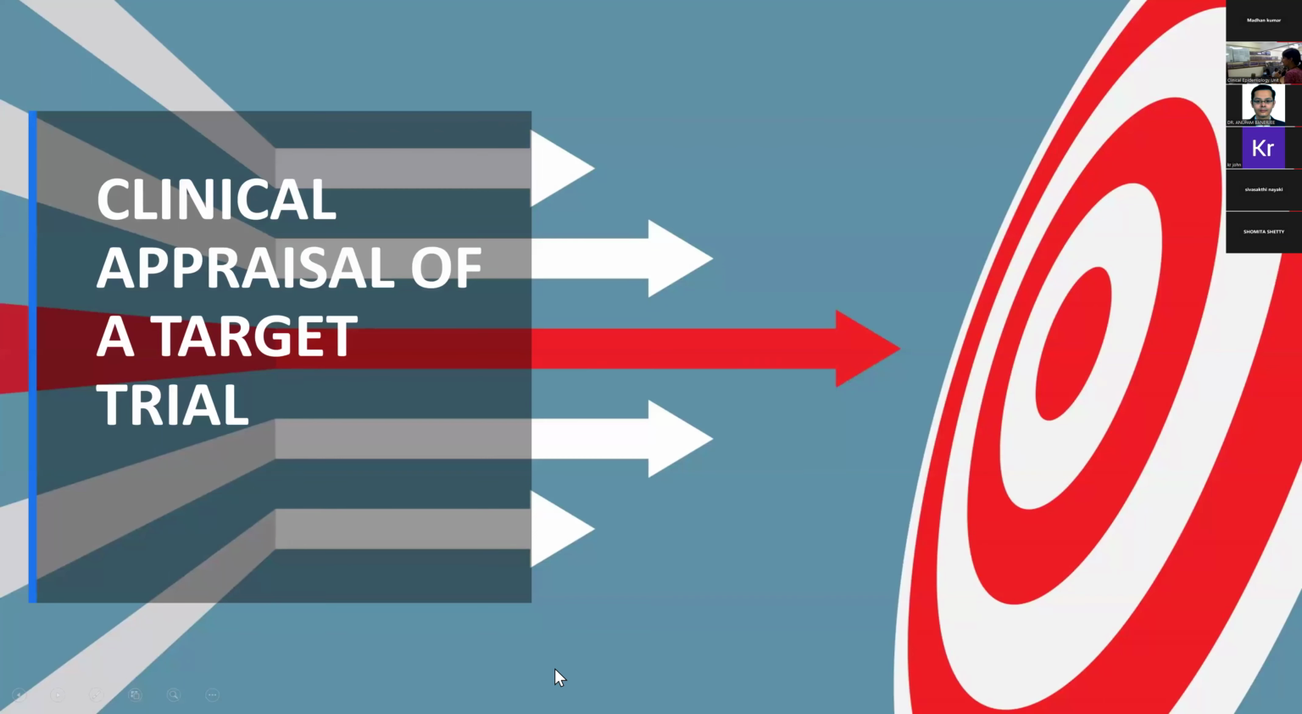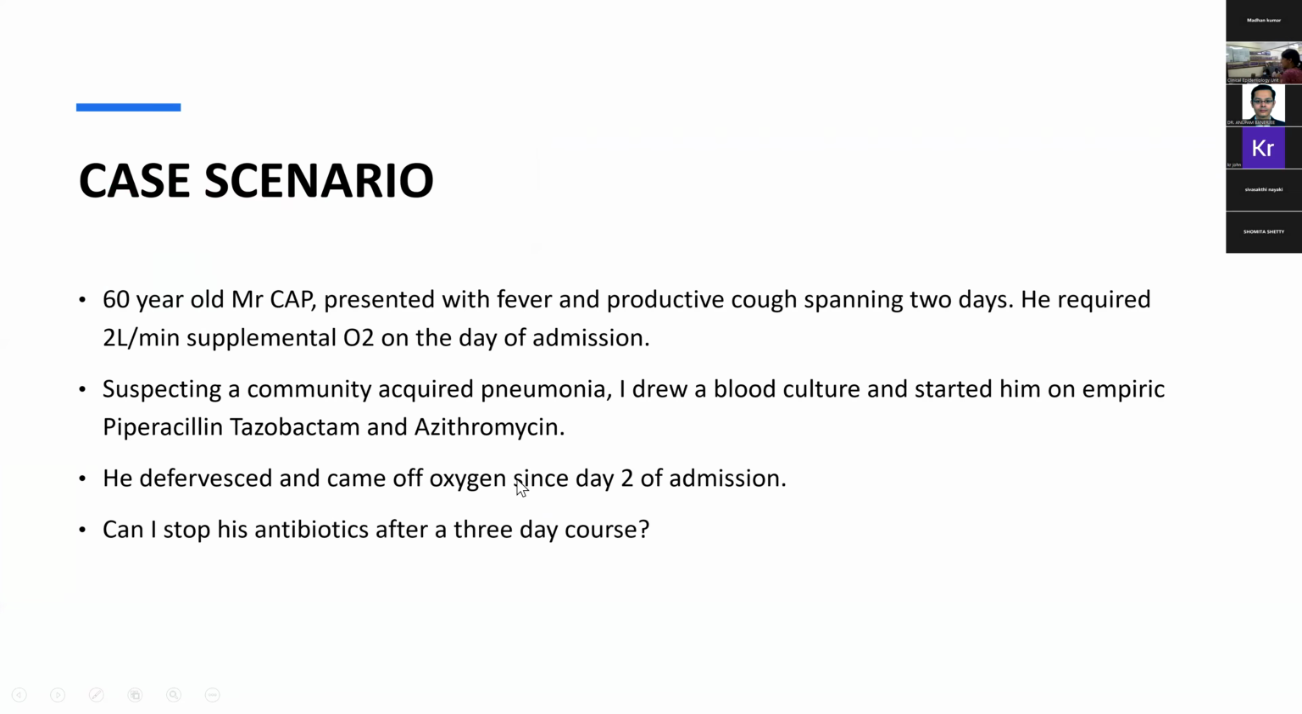So we will look at a critical appraisal of a target trial emulation. My case scenario is a 61-year-old Mr. CAP who presented with fever and productive cough spanning 2 days, and he required 2 liters per minute of supplemental oxygen on the day of admission. Suspecting a community acquired pneumonia, I drew a blood culture and started him on empiric piperacillin tazobactam and azithromycin. He defervesced and came off oxygen since day 2 of admission. So my question is, can I stop his antibiotics after a 3-day course?